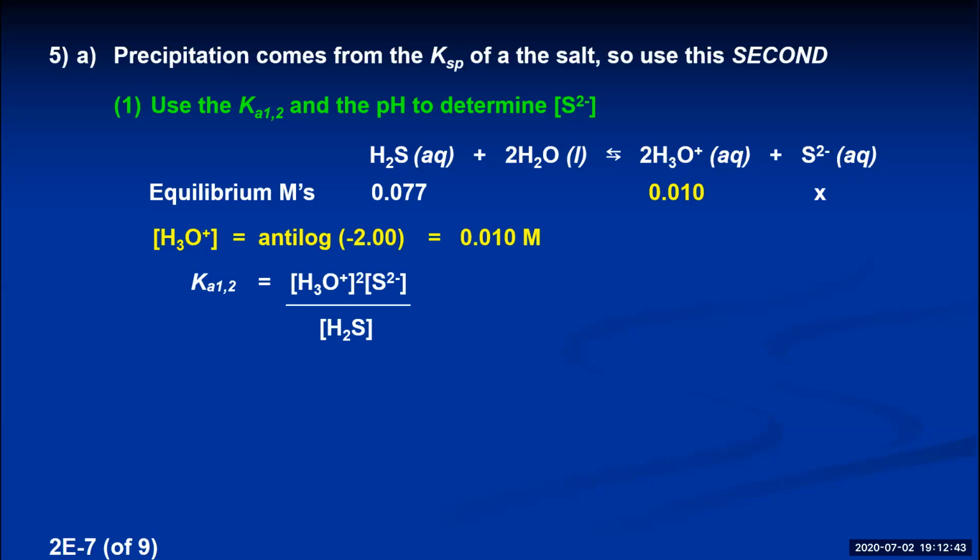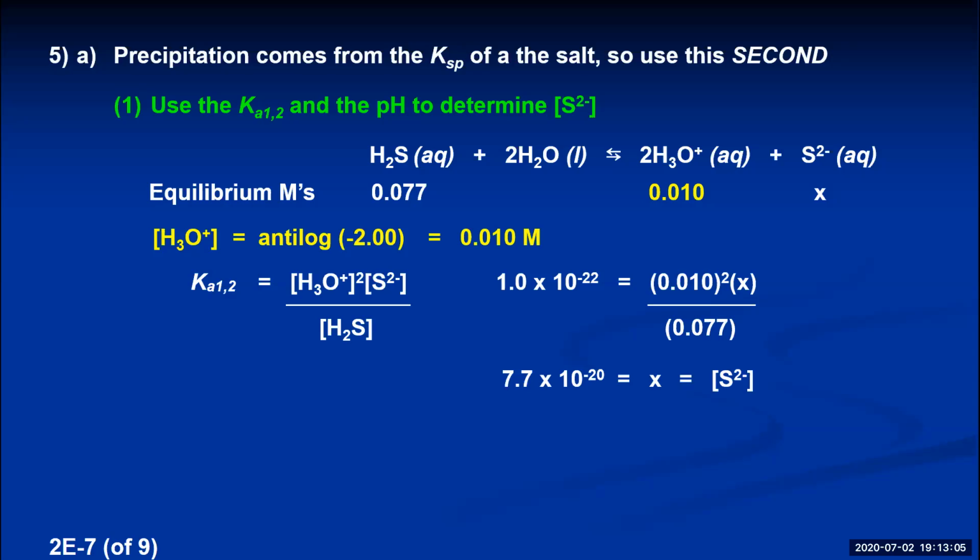So here's the equilibrium constant expression for our reaction. The Ka12 is 1.0 times 10 to the minus 22nd. The hydronium concentration, 0.010, you have to square it. The sulfides are x, and the H2S is 0.077. If we solve this for the sulfide concentration, it turns out to be 7.7 times 10 to the minus 20th. So that's going to be the sulfide concentration in this solution.